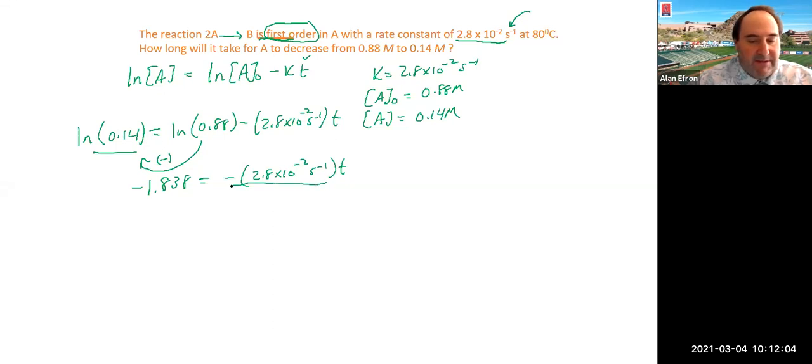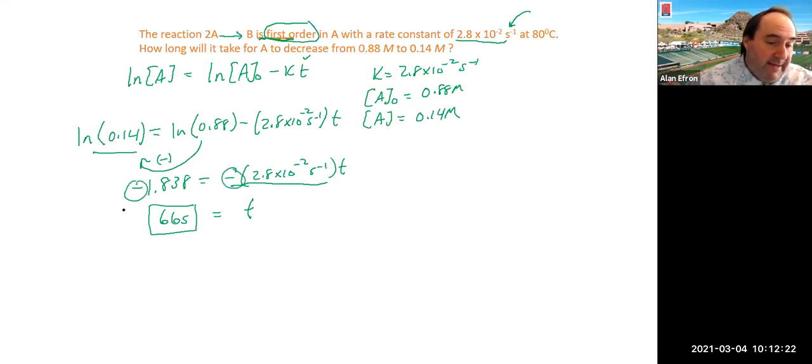We're then going to divide this to the other side. And when we do that, we end up with about 66 seconds, give or take. Again, the negative here and the negative here are going to turn that into a positive number. It's reciprocal seconds, so when we move it over to the other side, it becomes seconds up on top, and we end up with about 66 seconds for that to occur. Any questions on that math there?